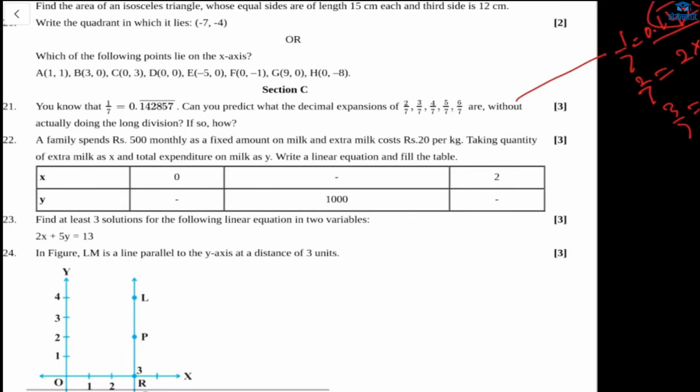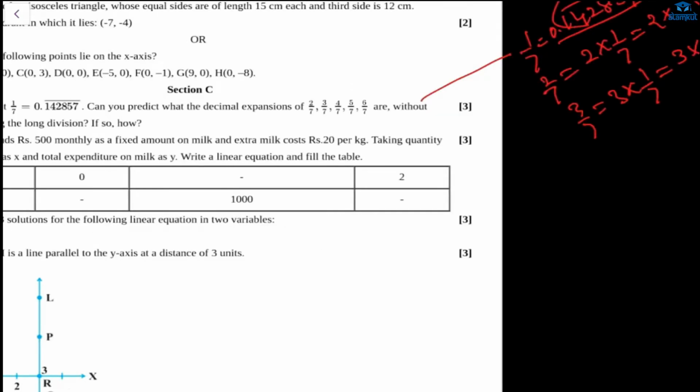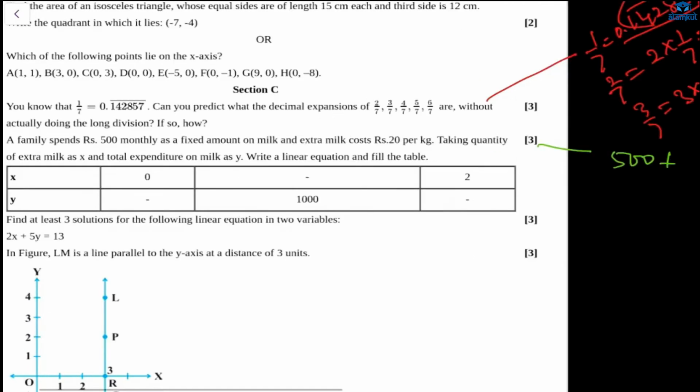A family spends rupees 500 monthly. So this is the monthly expenditure, 500, which is fixed; they are going to spend this much money. So 500 plus. Now, apart from whatever quantity of milk they were buying for 500 rupees monthly, they can buy some extra, maybe as an extra requirement. When they buy any extra milk, it costs them rupees 20 per kg. And how much extra milk they are buying is what we have to take.